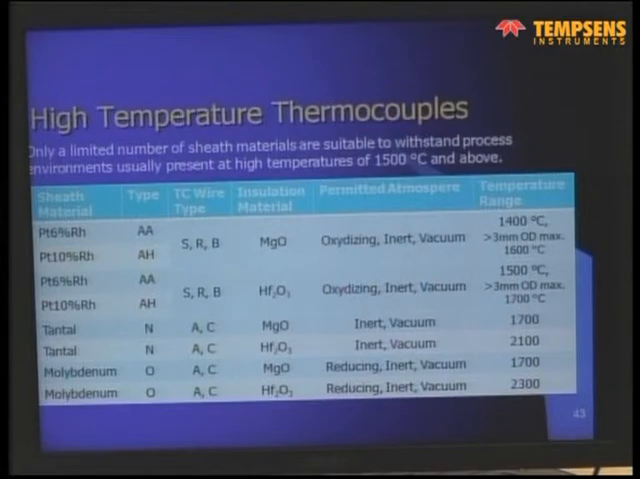Only a limited number of sheath materials are suitable to withstand process environments usually present at high temperatures of 1,500 degrees and above. So a 1,500 degrees and above environment means all molten metals are accepted. Temperature measurement inside molten metals is a completely different theme. We need a minimum of 1 day to cover all the aspects of doing this.